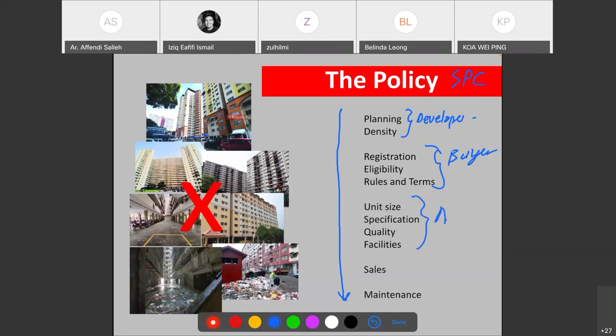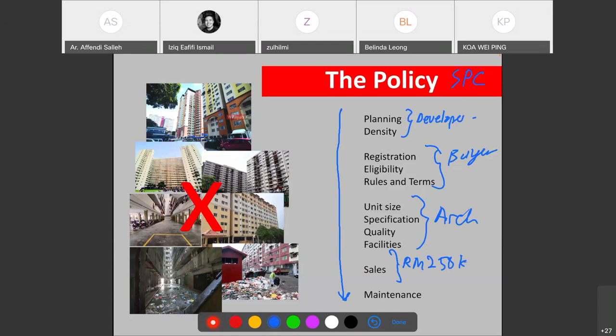The policy also states, this is architecture, call it architecture, what is the selling price? So, for example, in Negeri Selangor, the selling price of rumah Selangorku is 250k for a unit of 1,000 square feet, one car park.